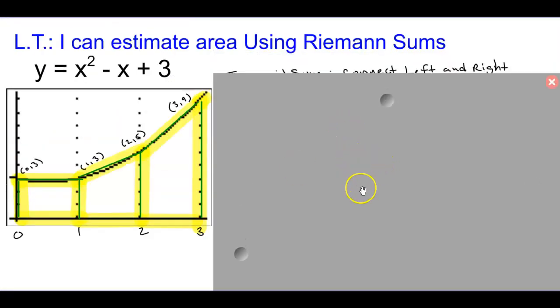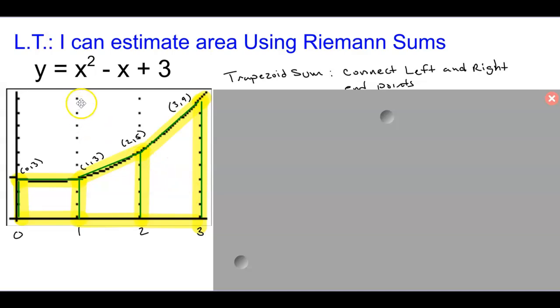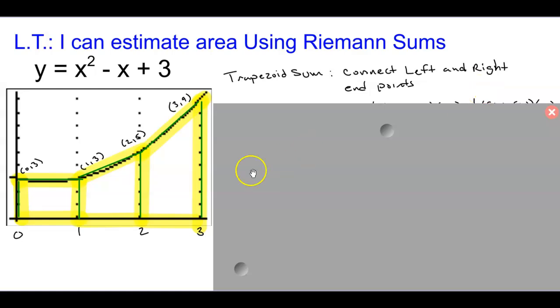All right, let's look at our last item here. So what happens if I decide just to connect the left and the right endpoint? That's going to create a trapezoid. I know this looks like a rectangle, but we can treat it as a trapezoid. And you can see each shape is a trapezoid, just like you found the area of in the warm-up.